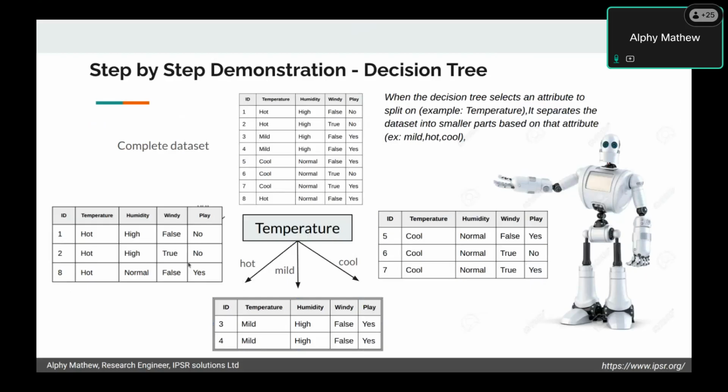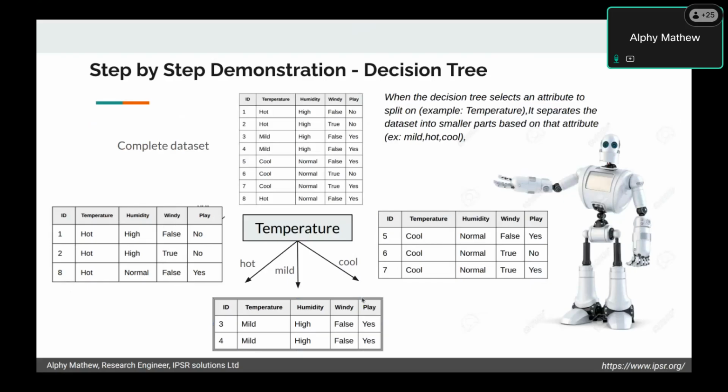From here onwards, for the hot branch, this is our data set. For the mild branch, this is our data set. And for the cool branch, this is our data set. So from here the algorithm will repeat the same process again and again. Here also we need to find the entropy and information gain for each one, for humidity and windy, and again we will find the most important of those two, and we will split there.